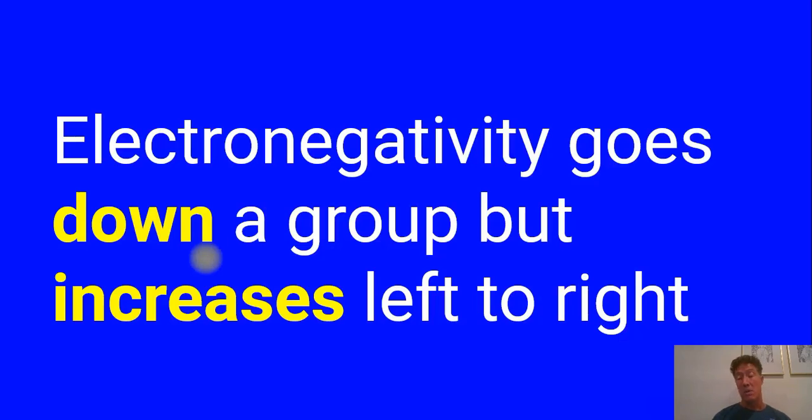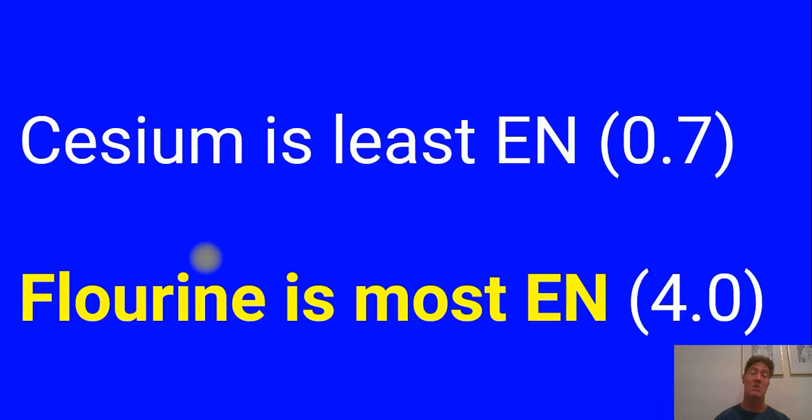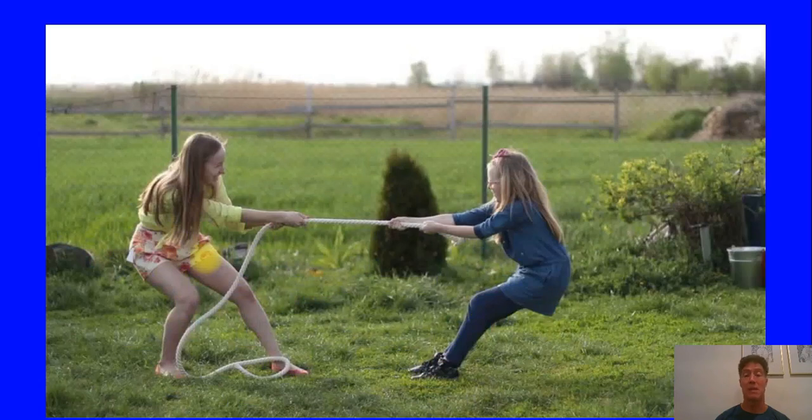It goes down a group as you'd expect because the atoms are getting bigger and bigger, but it increases left to right as you would expect because of increasing nuclear charge and other things. But the key thing to remember is that fluorine is the most electronegative.